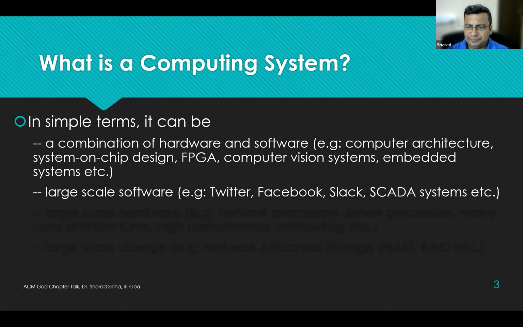But the scale can be different. You can go from small scale systems like embedded systems to very large scale systems like large scale software systems. So Twitter, Facebook, Slack, these are applications with which most of us are familiar. And we see them as essentially software. We are essentially interacting with the software part of the system. And these are very large scale software systems.